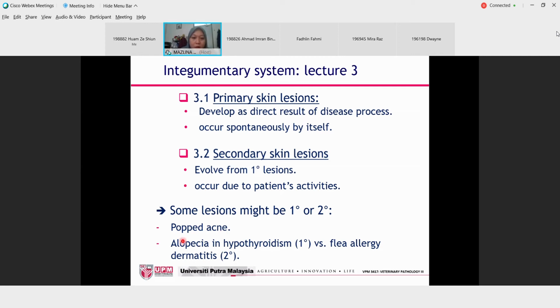I would like to highlight that as well. If you go through any references, some lesions can be classified as either primary or secondary. It can fall under both categories. An example of this is alopecia. Alopecia in hypothyroidism is a primary skin lesion, meaning hypothyroidism leads to the alopecia in the animal.